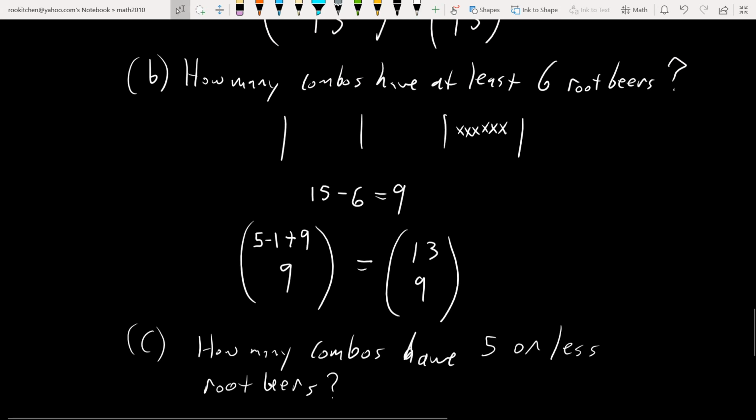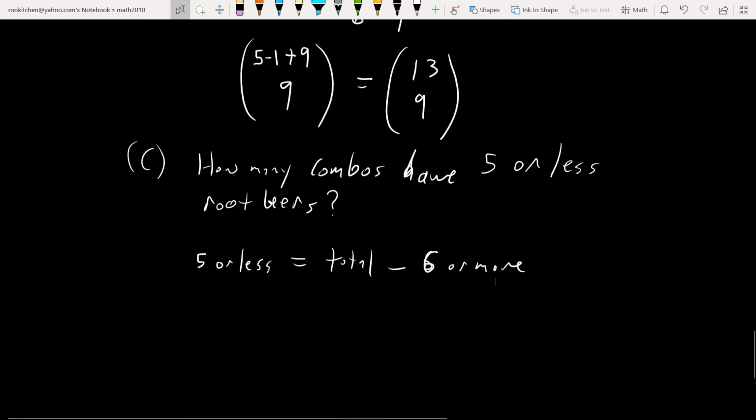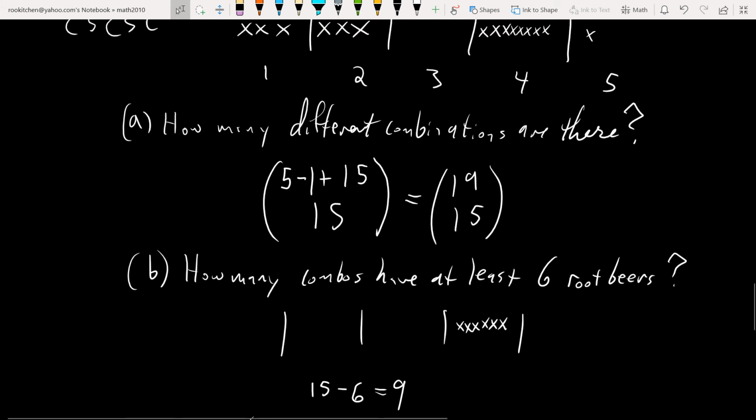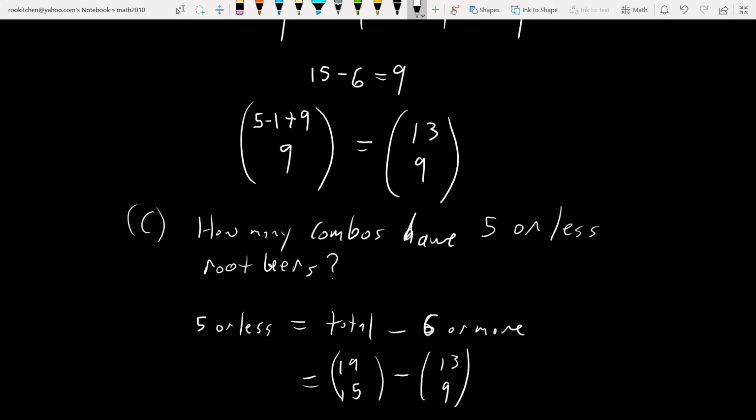And the way these problems are usually set up, you just use the information from the previous parts to get your answer, right? So we already have the total from part A. That was 19 choose 15. And then the one with 6 or more was part B, and that's just 13 choose 9. And then that's your answer.